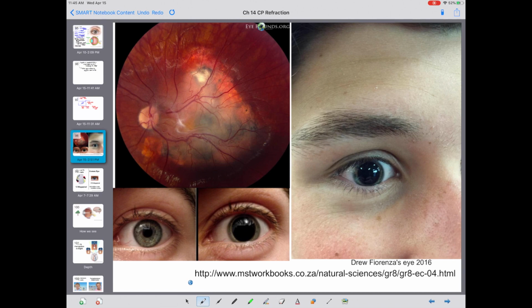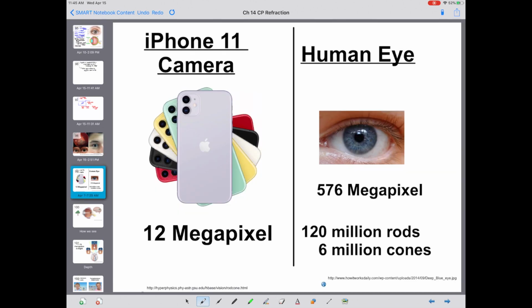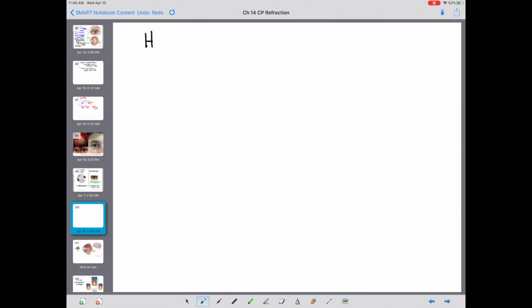That retina is pretty darn complex. If we look at it in comparison to a camera, an iPhone 11 camera, a 12 megapixel camera, the human eye with all the rods and cones is equivalent to 576 megapixels. So technologically, we cannot create anything that is anywhere near what the human eye is. Something to ponder. Now, let's ponder the process of you seeing.